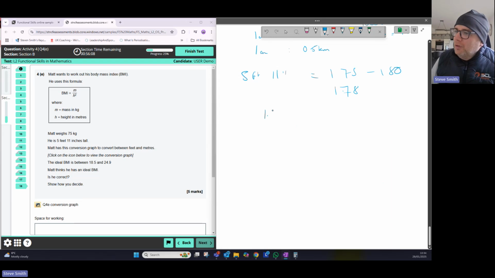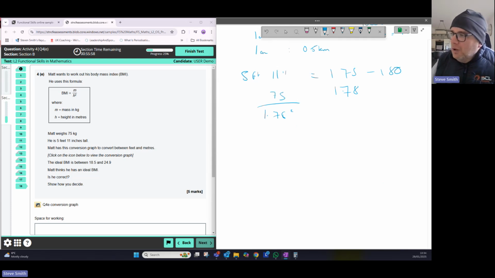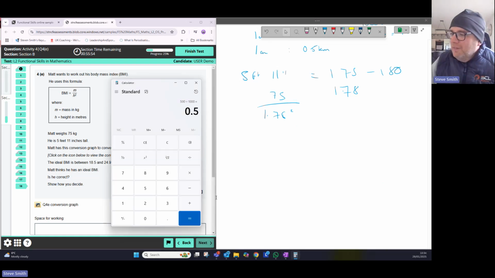Meters 1.78, and it's times by 2, like it's squared. And then we've got mass 75 kilos. So we need to do the 1.78 times 1.78 first. It's the indices. 1.78 times 1.78 equals 3.1684.